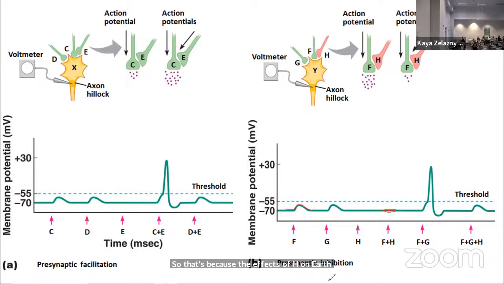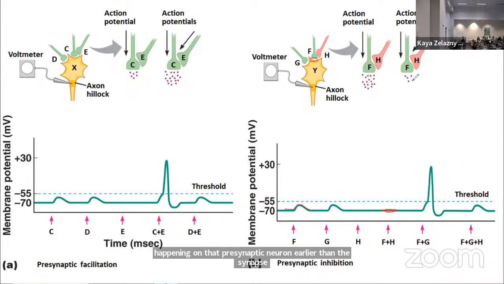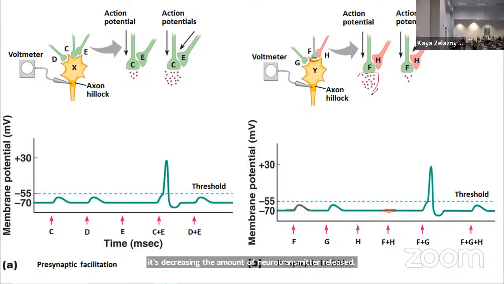So this is presynaptic inhibition. It happens before we get to the synapse that we're focusing on, right? So this would be the synapse we're focusing on, presynaptic, happening on that presynaptic neuron earlier than the synapse. So when H fires, it's decreasing the amount of neurotransmitter released, right? So F on its own is giving you a bunch of this excitatory neurotransmitter. When H fires, it suppresses, it inhibits F a little bit. So now we only have a tiny bit of neurotransmitter release. So that's how our presynaptic inhibition works.